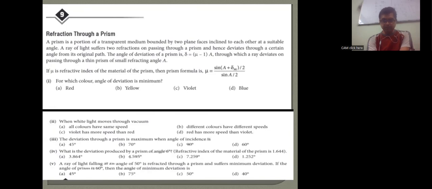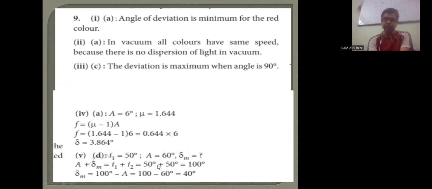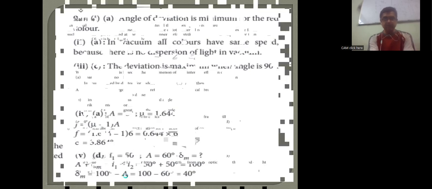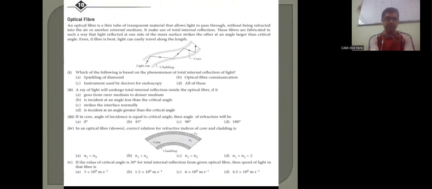A ray of light falling on an angle 50 degree is refracted through a prism and suffers minimum deviation. If the angle of prism is 60 degree, then the angle of minimum deviation. Now student, apply formula. minimum deviation पे A plus delta minimum 2i के equal होता है. So student 2i means 50 plus 50 100. Delta minimum means 100 minus A. A मतलब prism angle which is given to me as 60 degrees. So deviation minimum is 40. Now come to the next 10.